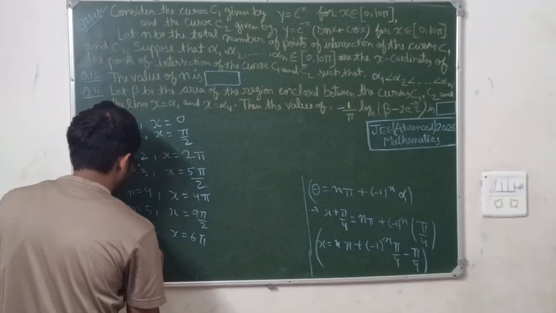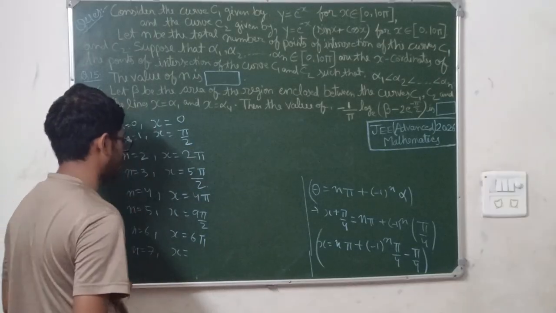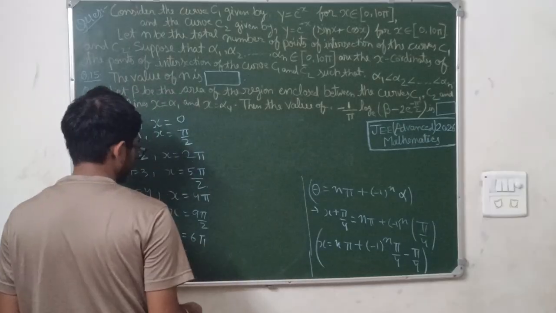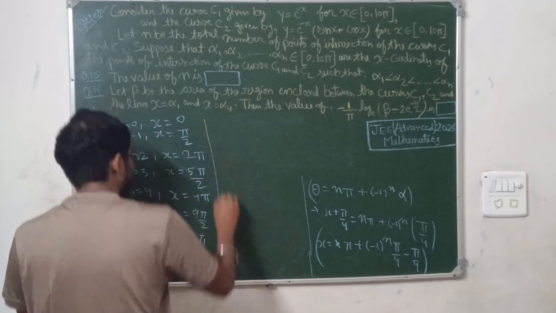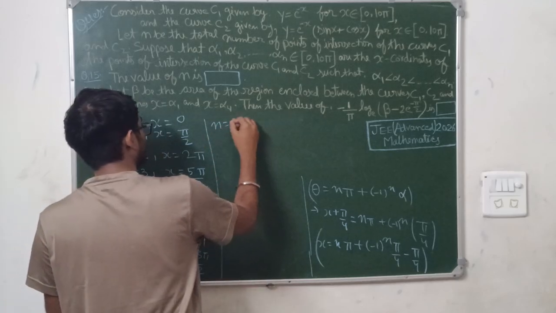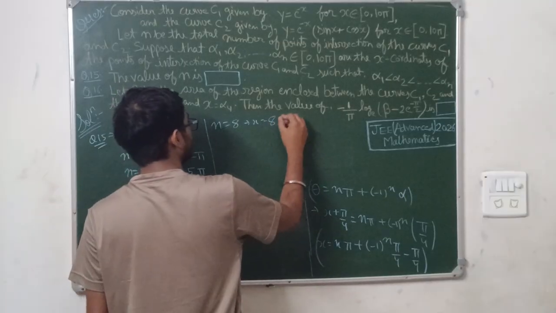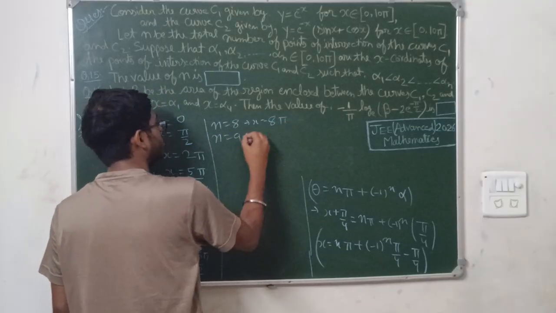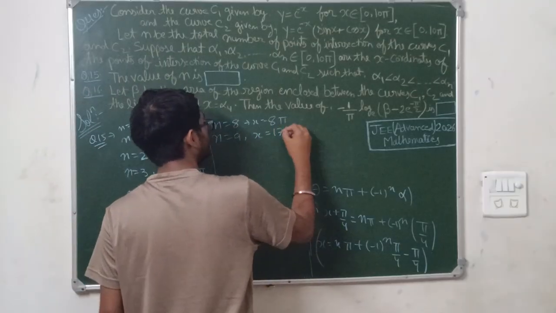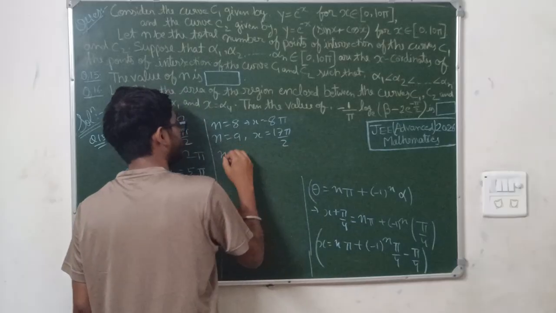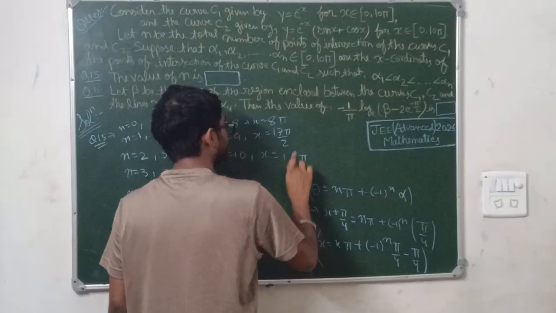For n is equal to 7, x becomes 13 pi by 2. For n is equal to 8, x becomes 8 pi. For n is equal to 9, 17 pi by 2. For n is equal to 10, 10 pi. And this is the final solution.